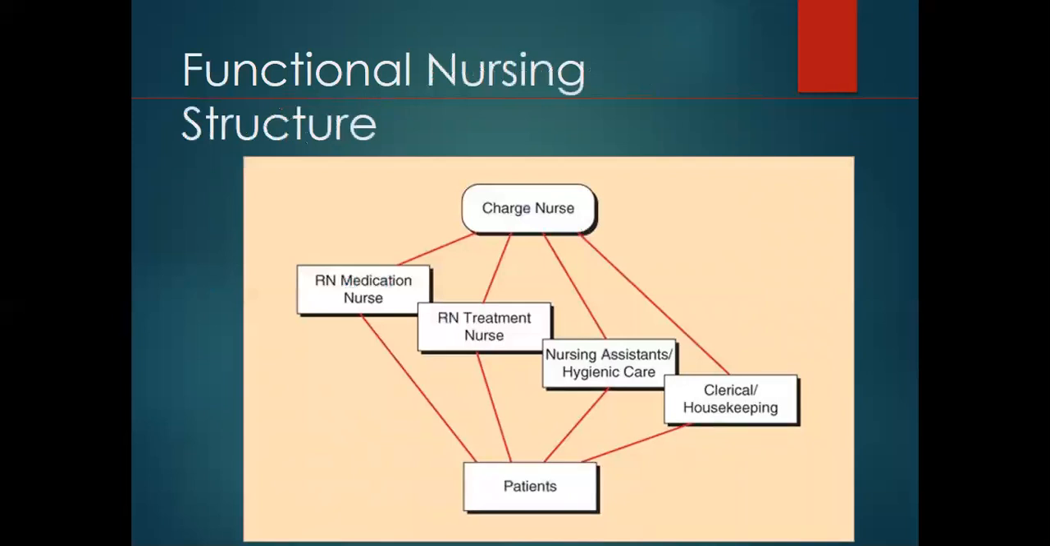So this is kind of how that model would look. You have a charge nurse, and then you have an RN that would just give medications, an RN that would provide treatments, your nursing assistant for hygienic care, so someone doing baths and that kind of thing, and then your clerical and housekeeping. So they all have separate duties for that one patient. Everybody works as a team for that patient, but everybody has a clear focus.